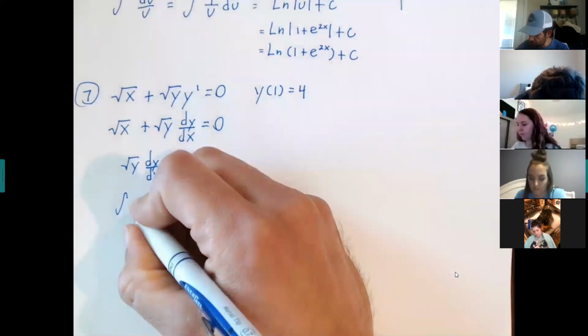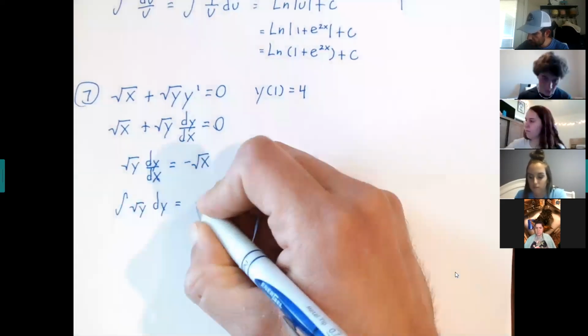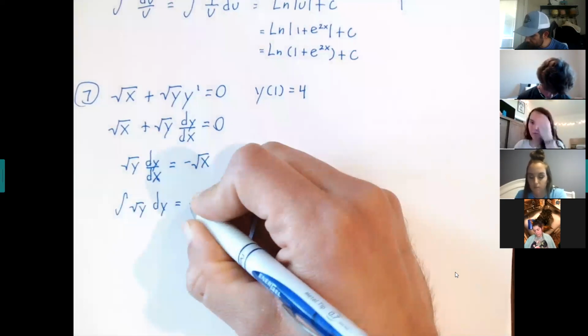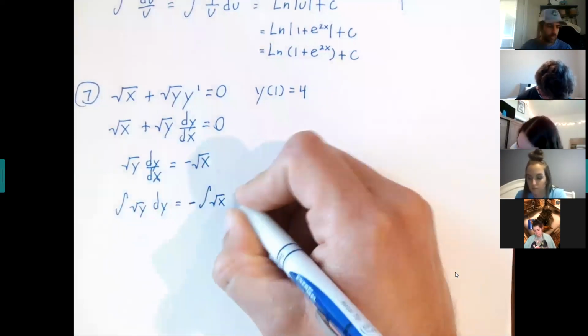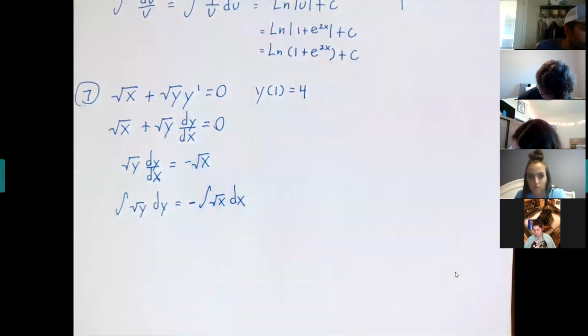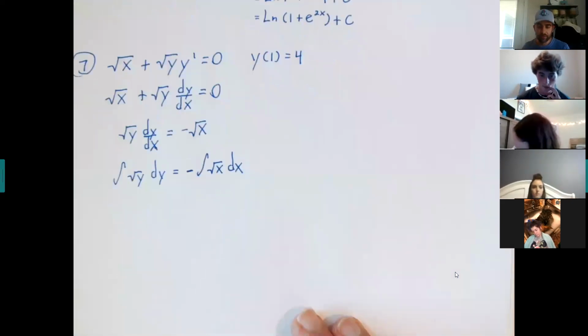So this is going to be the square root of y dy, and this one's going to be, I'm going to put the negative on the outside, hopefully you don't mind, square root of x dx. That's basically where you're at that point. And then after that, I'm just going to take the integral of each side, right?